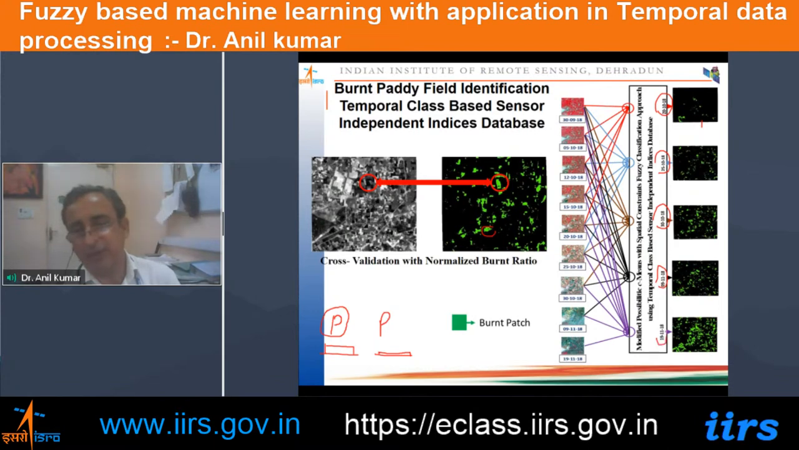Around 5 to 10 days interval, it was possible to map these burnt paddy fields. And this is very good information, specifically for the government, where they want to restrict and keep a watch, and they want to find out which farmers are doing these activities. So with these technologies, they can easily geolocate the fields which are burned.